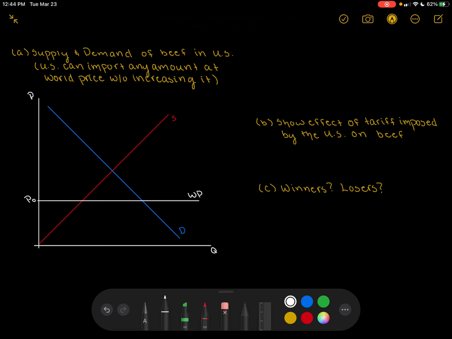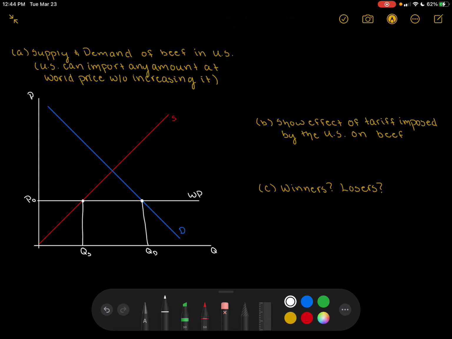So this would give us the supply and demand of beef in the United States if they are importing at the world price. Now part B, well actually let's give ourselves whatever our quantities are as well. So we can see that the quantity demanded is going to sit over here and our quantity supplied is over here, and that is at that price of 0 or at that world price.